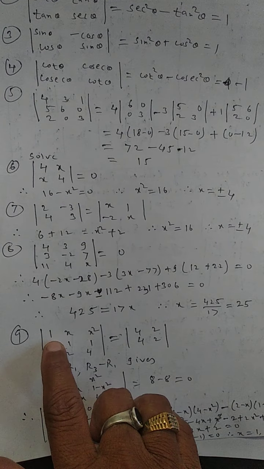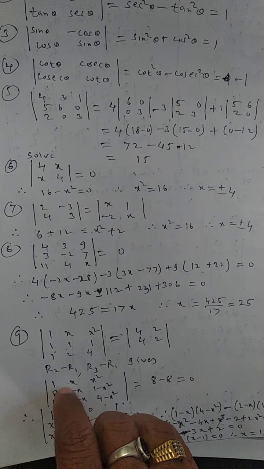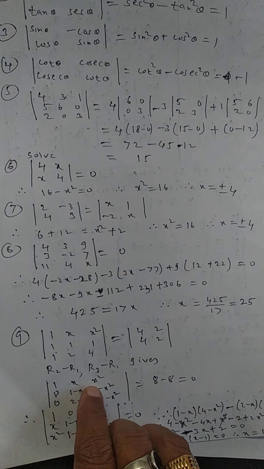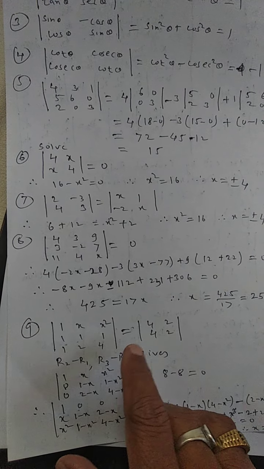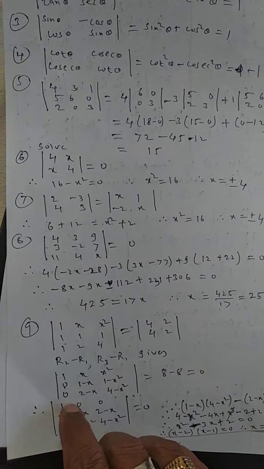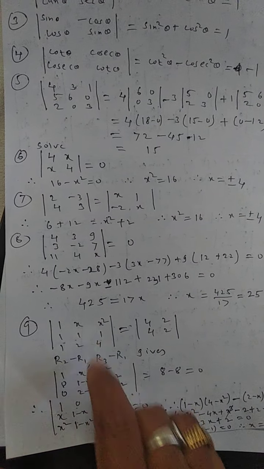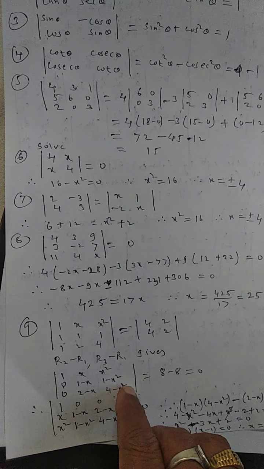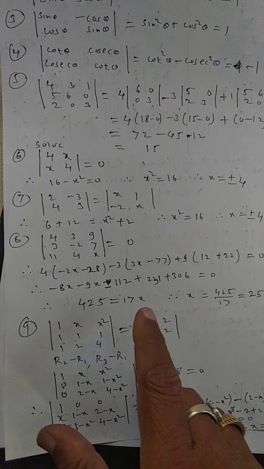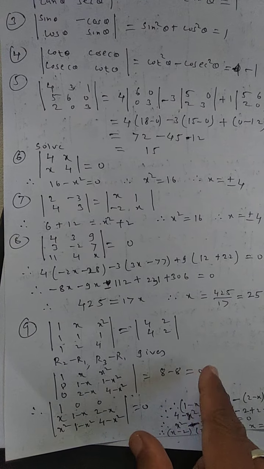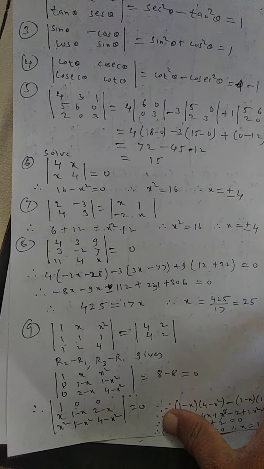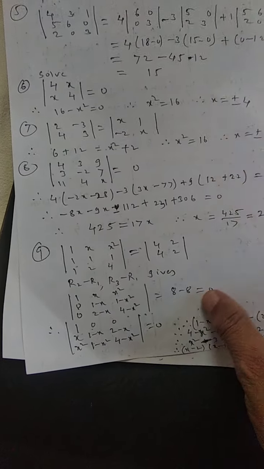R2 minus R1 means 1 minus 1, 0, then 1 minus x, then 1 minus x square. Similarly, R3 minus R1, 1 minus 1, 0, 2 minus x, and 4 minus x square. And here 4 into 2, 8, 8 minus 8, that is equal to 0. Ultimately, the RHS is 0.